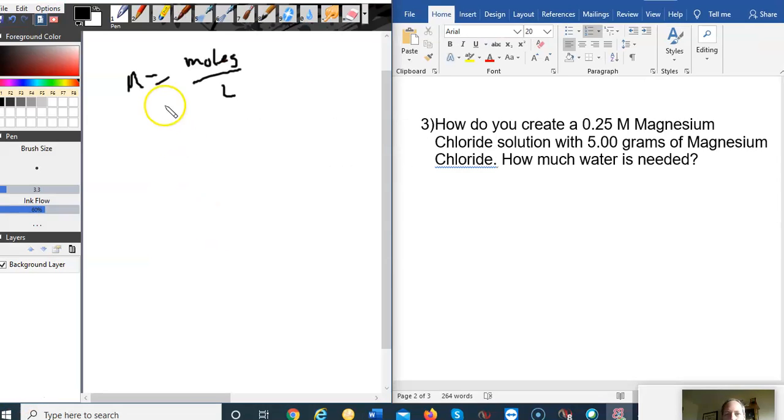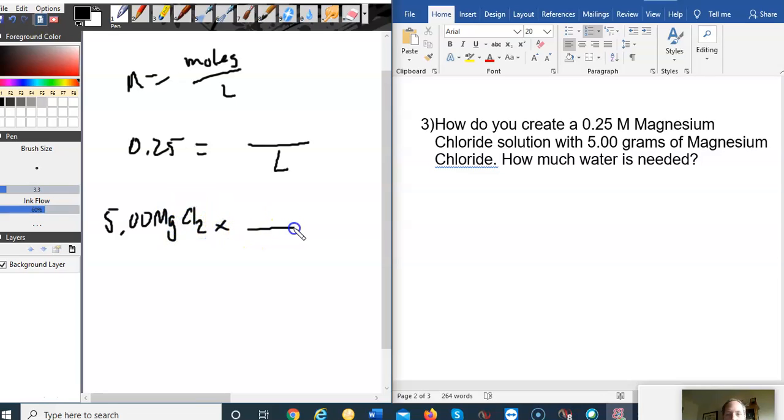Information of 2 of them. So I have the molarity, which is 0.25, and then the moles. I'm obviously trying to find out how much water, so that's my volume, my liters of water. The moles, however, has to come from the 5 grams of the magnesium chloride. So I have to take the molecular weight, which I think is 95.3. Yeah, that's what I just got.